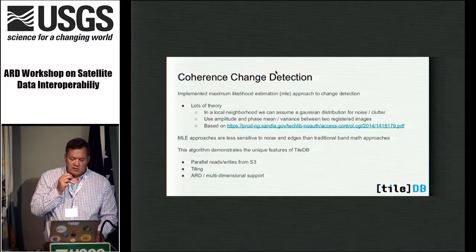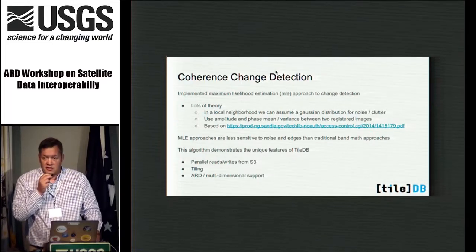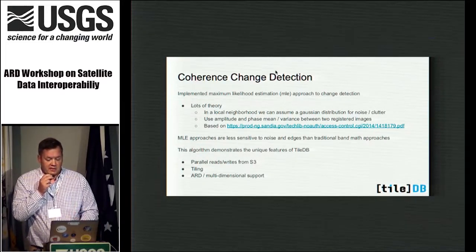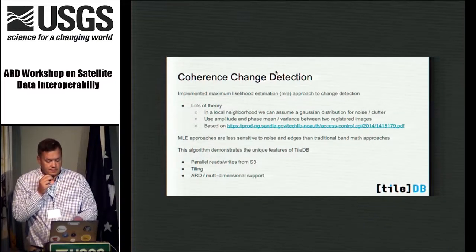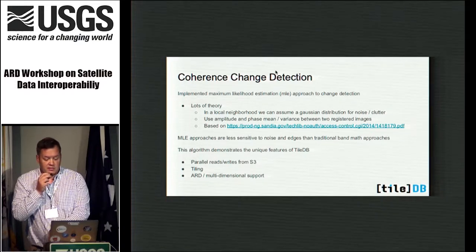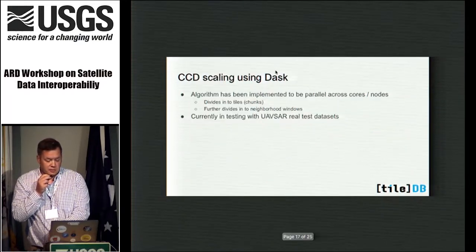Coherence change detection, so lots of theory. For noise and clutter, you can assume a Gaussian distribution, even though it's a Gaussian shift. And we're detecting mean and variance between two registered images. And this demonstrates unique features of TileDB, of reads and writes from S3, as well as tiling and multi-temporal support.